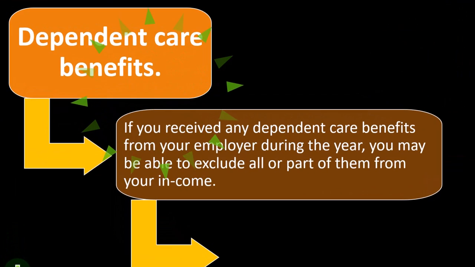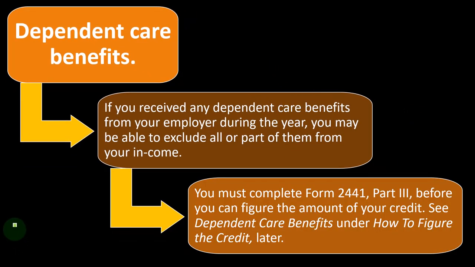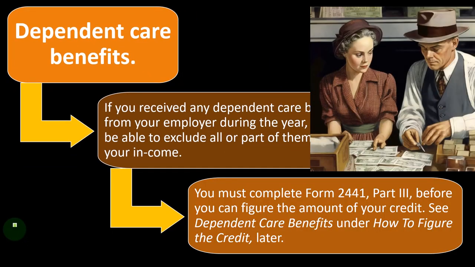So dependent care benefits. If you receive any dependent care benefits from your employer during the year, you may be able to exclude all or part of them from your income. You must complete Form 2441 Part 3 before you can figure the amount of your credit. See dependent care benefits under how to figure the credit later. So we'll dive into that at a future point.